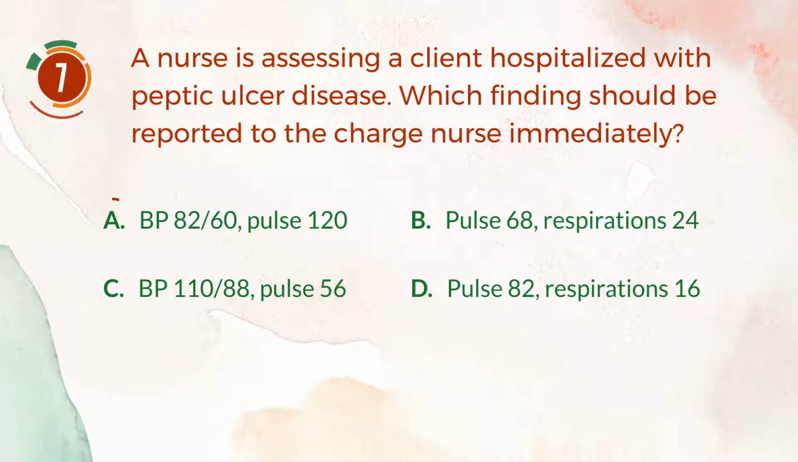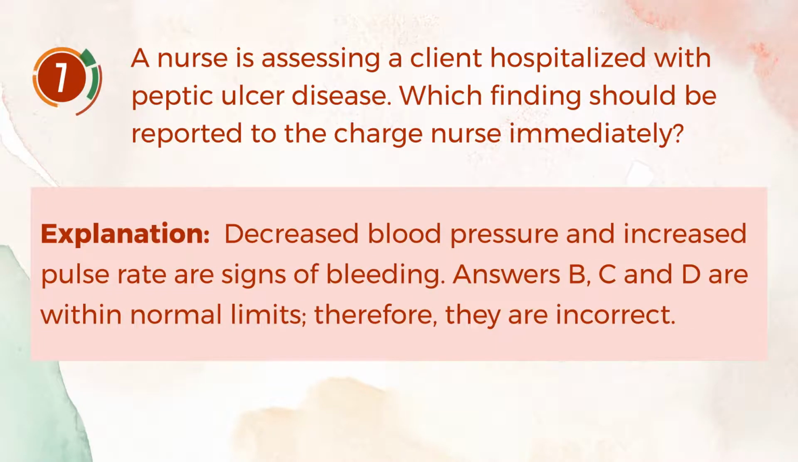The correct answer is A. Blood pressure 82/60, pulse 120. Explanation. Decreased blood pressure and increased pulse rate are signs of bleeding. Answers B, C and D are within normal limits, therefore, they are incorrect.